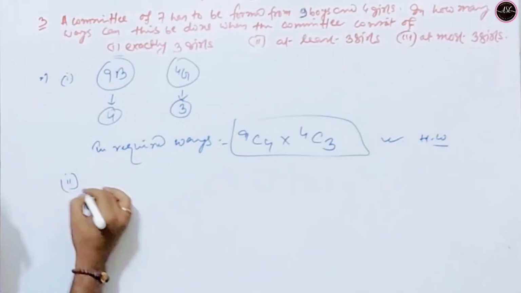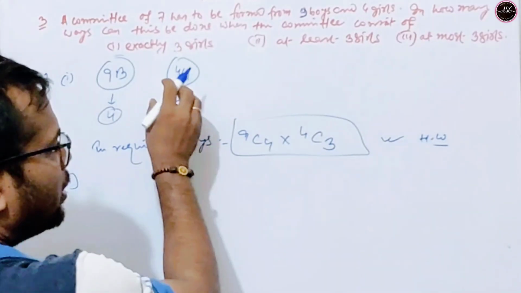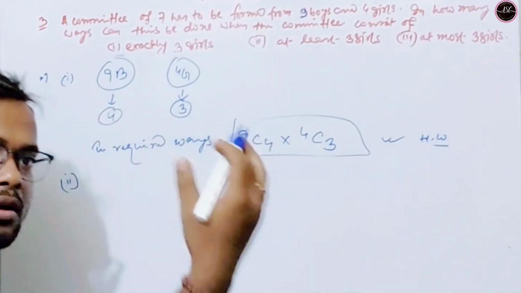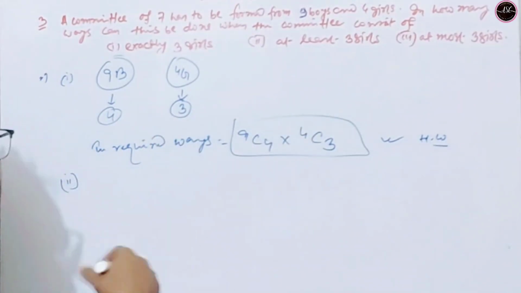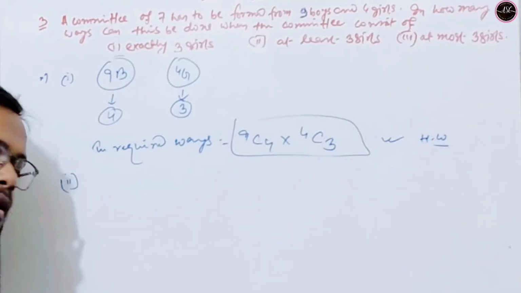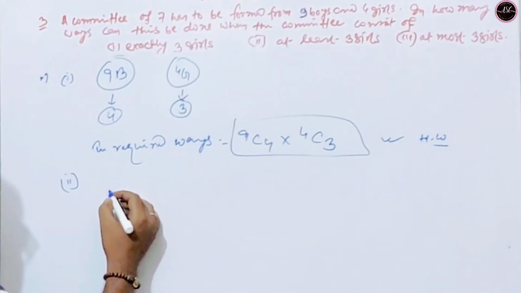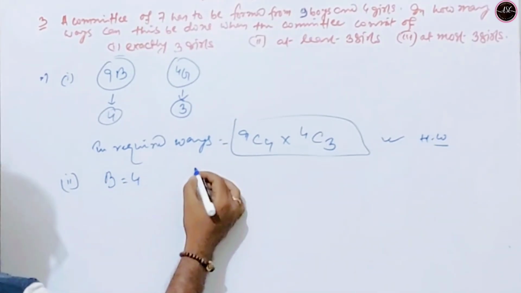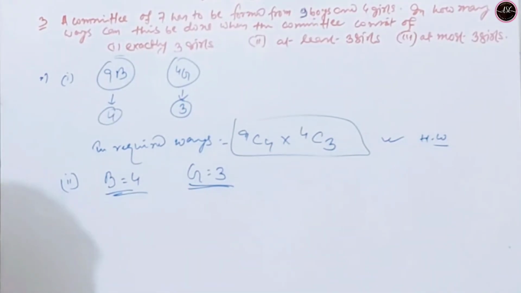And for these two, at least 3 girls. So there is the possibility of at least 3. That means here 3 and here 4. At least 3 means we can choose the number above 3. So the girls should be 4, then the boys will be 3. Girls will be 5, up to 4 we have to choose. So the required ways: when boys equal to 4, girls equal to 3. At least 3 condition has been exist here.